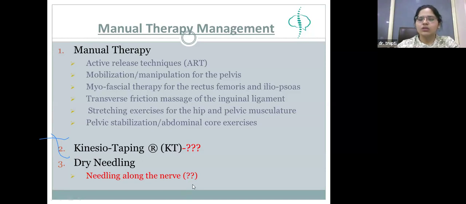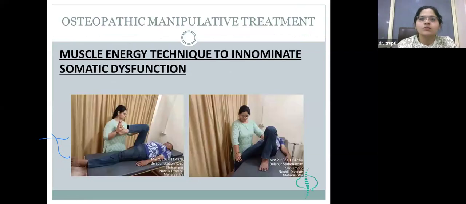Other techniques are KT, like we give for lymph drainage, and dry needling. That will be needling along the nerve. But these two don't have that much evidence, the second and the third one, KT and the dry needling. So these are some manual therapy techniques.